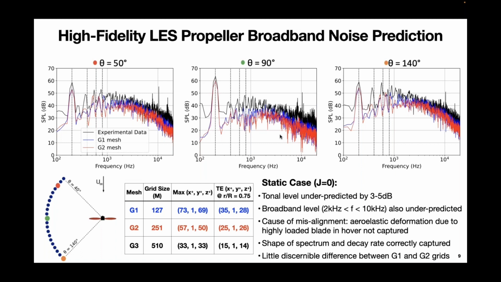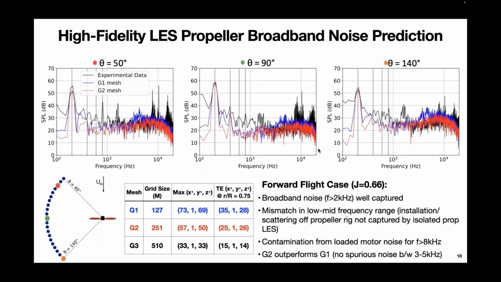Okay, now let's look at noise. For the static case, we see that the tonal noise level at the blade passing frequency is underpredicted, as you can see here, by about 3 to 5 dB. The broadband level between 2 to 10 kilohertz is also underpredicted, and the cause of this misalignment is the fact that in LES we're simulating rigid blades, whereas in the experiment, for such highly loaded blades at static condition, they actually flex quite a bit. So there are a lot of aeroelastic effects that we are not capturing with LES. However, the shape of the spectrum and the decay rate are indeed very accurately captured. And there's also very little difference between the two grids, G1 and G2.